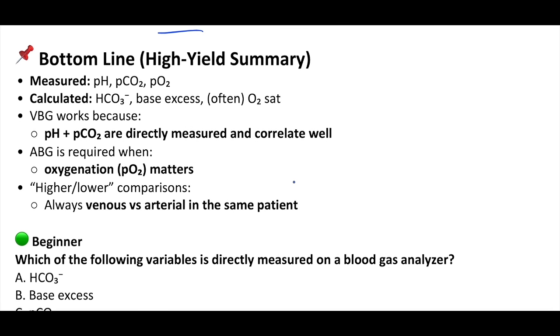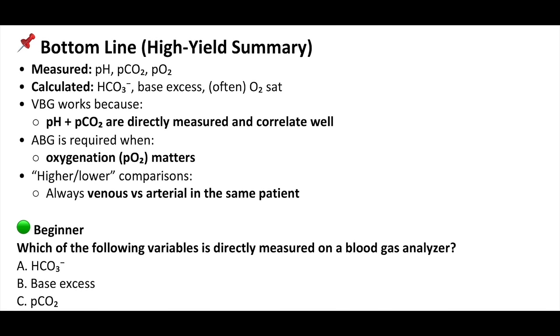Bottom line here, a high-yield summary. We're going over the same points, but really just to try to take it home. Measured values are the pH, PCO2, and PO2. Calculated values are the bicarbonate, base excess, and O2 sat. VBGs work fairly well for pH and PCO2. These are directly measured and they correlate fairly well, although do note in critical illness, this correlation may not be as close. ABGs are required when you need oxygenation, the PaO2. Always compare venous versus arterial in the same patient if you're going to compare them.